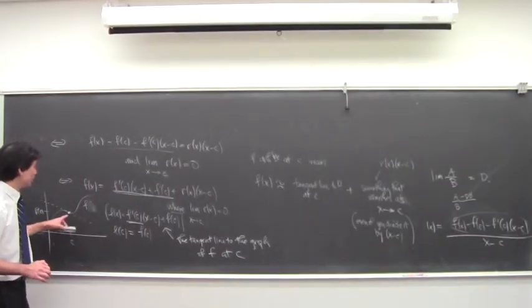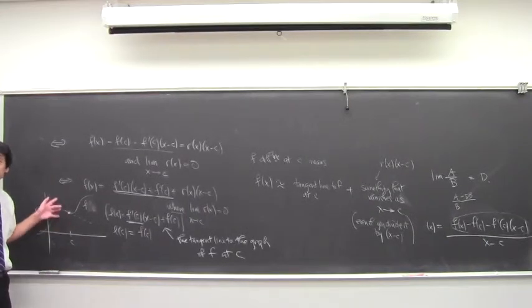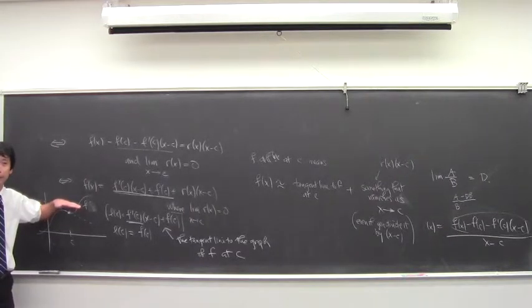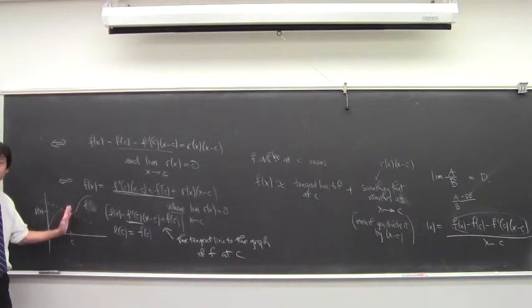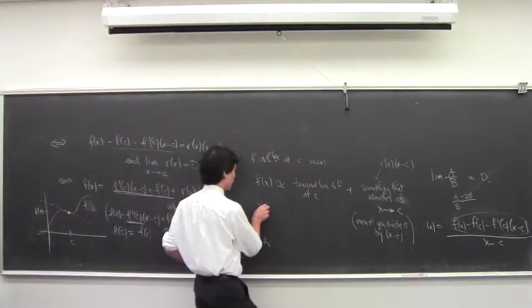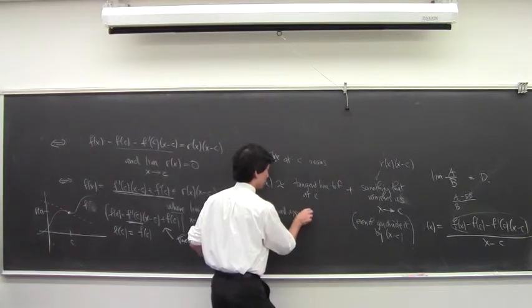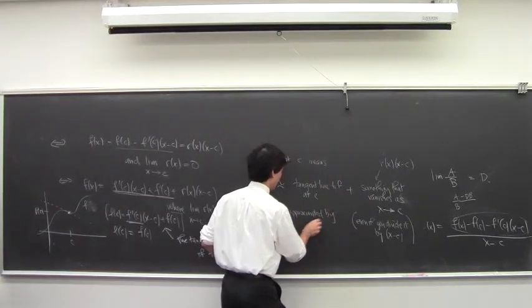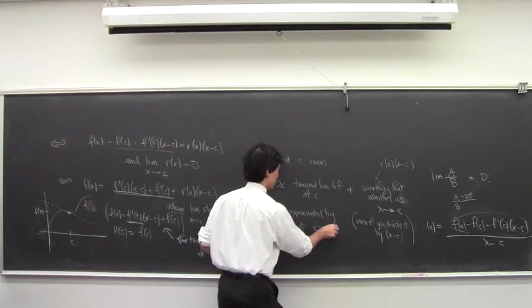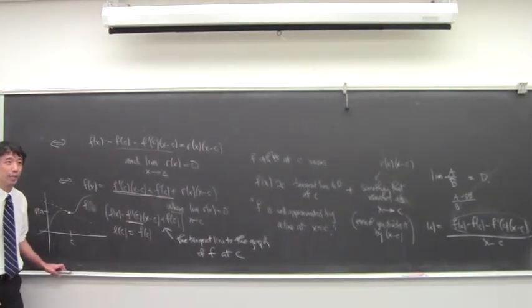Okay, so yeah, that's basically what differentiable means. It means that at that point, your function is well approximated by a line. So f of x is well approximated by a line at x equals c. That's what differentiable is, that you are line-like.